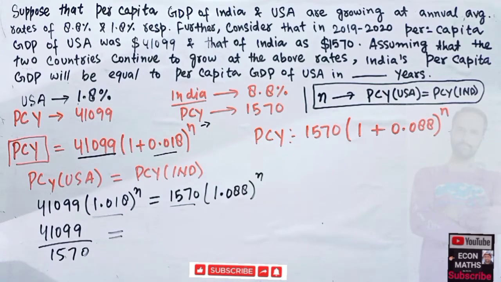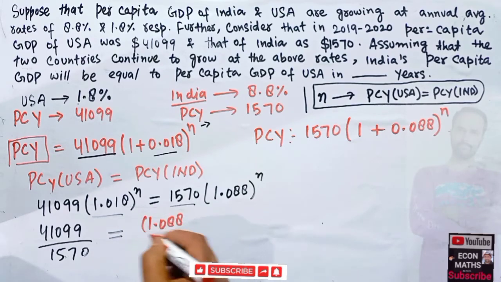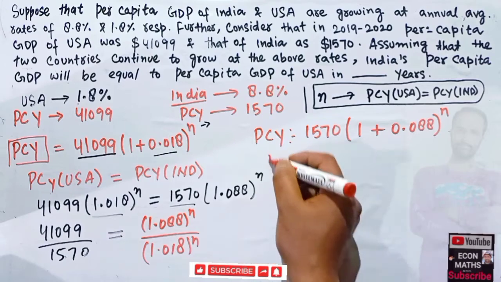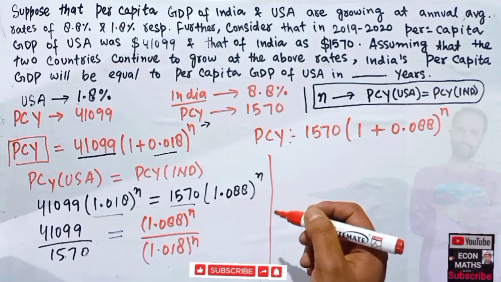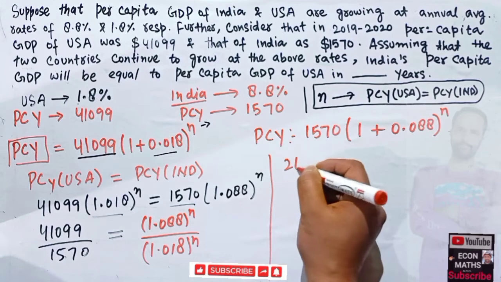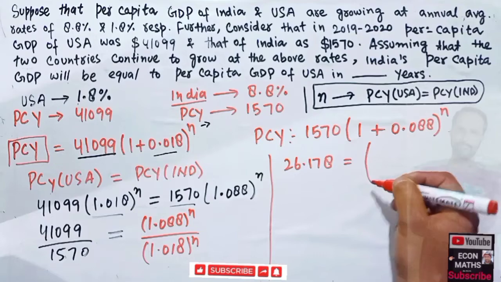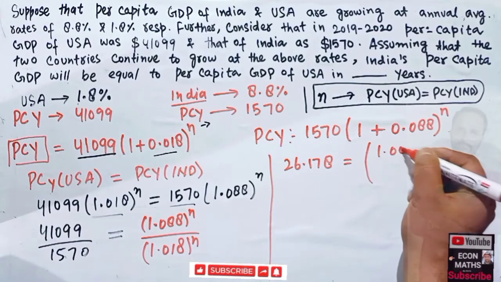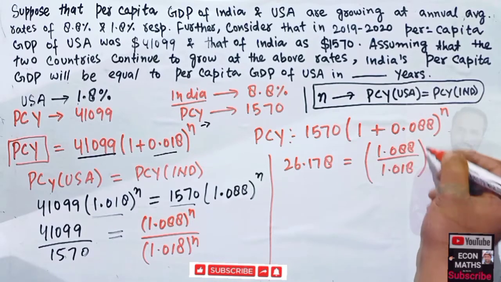Okay, so we have 1.088 raised to the power n divided by 1.018 raised to the power n. This can be written like this. If we divide this, it will come out to be 26.178, which should be equal to 1.088 upon 1.018, the whole raised to the power n.